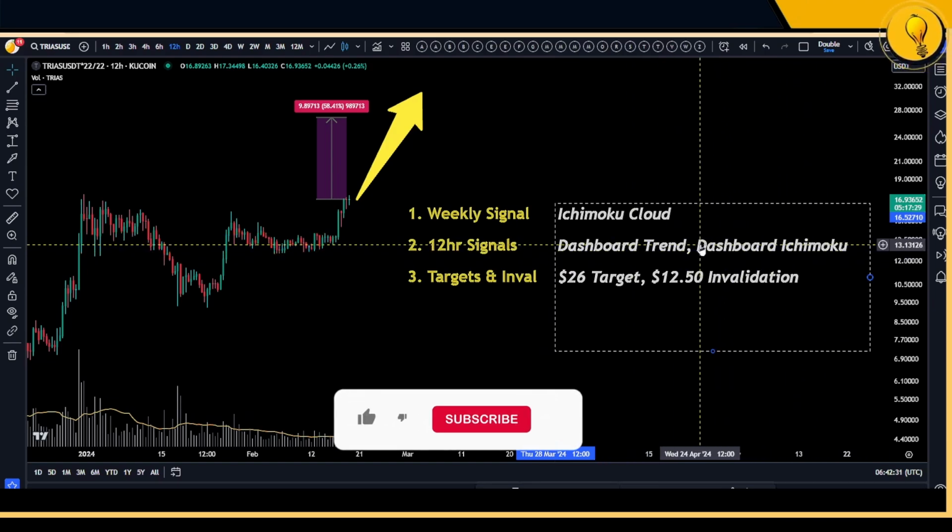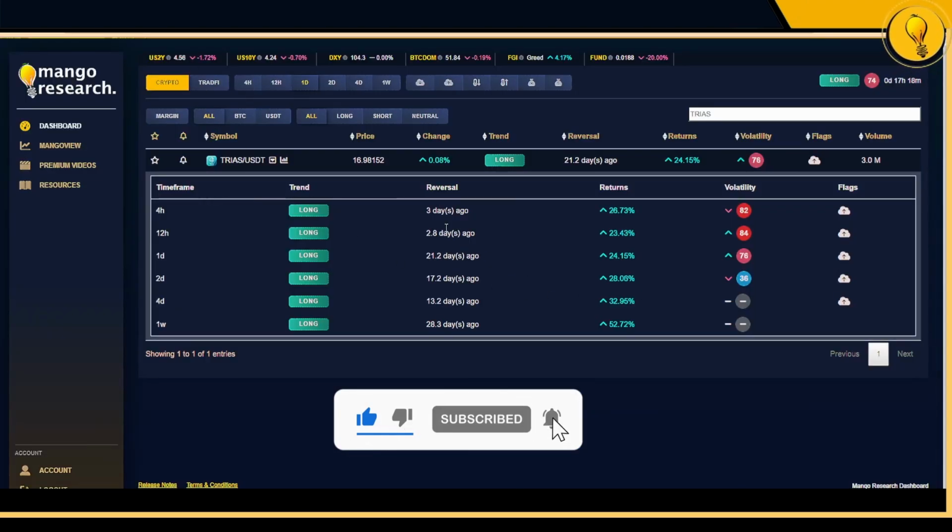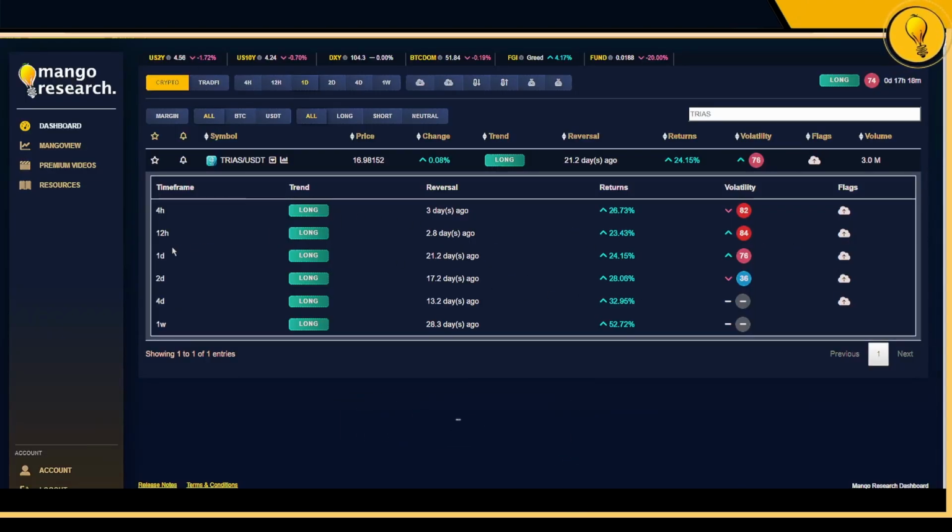Now over here, I put down dashboard Ichimoku because you guys can essentially keep track of the perfect Ichimoku signal on the dashboard as well, right? Just keep an eye on the 12-hour row right over here and look for this flag. You can see that we got the perfect bullish Ichimoku signal 18 hours ago. So just keep an eye out for this flag right over here. So for now, things are looking fine. We have the long signal on the 12-hour as well as the Ichimoku signal over here on the 12-hour time frame.